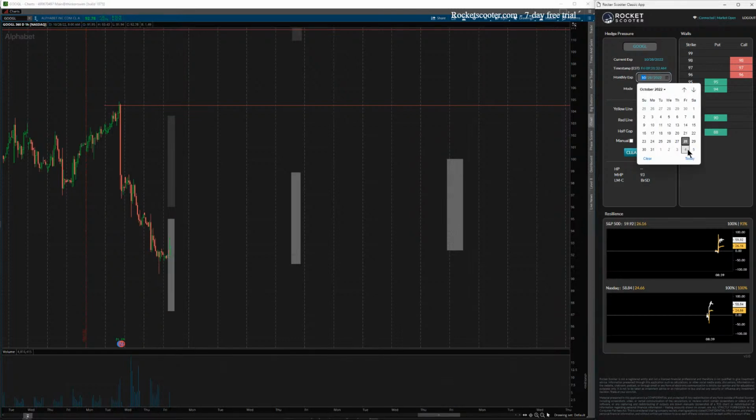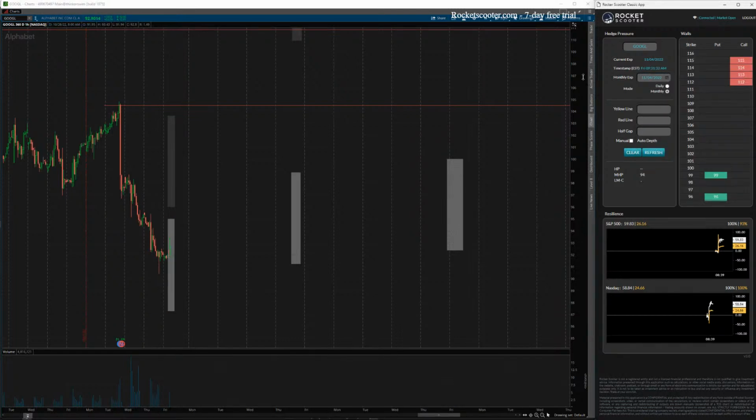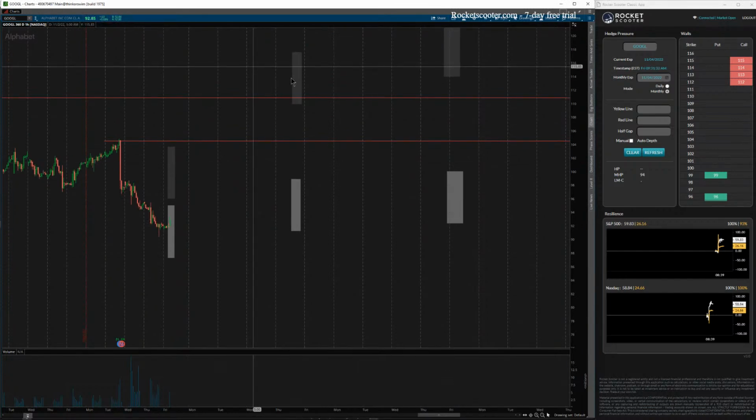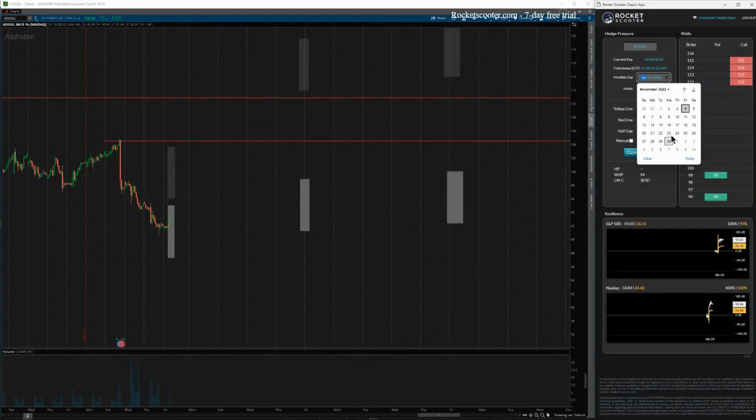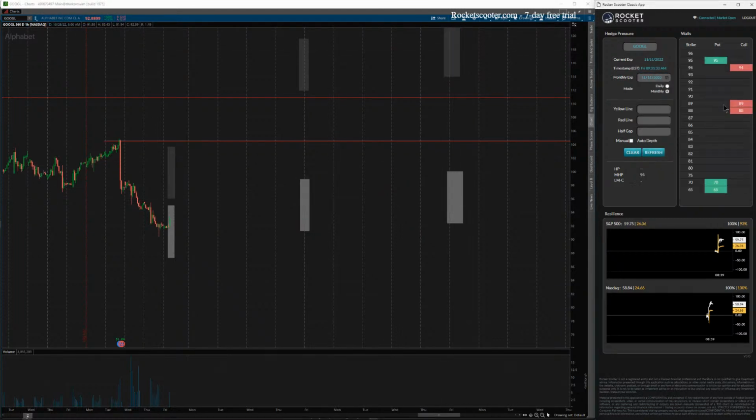One of the next things we'll have at Rocket Scooter is the ability to do this manually on our own platform, which would be super cool. Having that would mean I don't have to draw these. I can just draw out the monthly map, and on the screen, it will display those as well, just like I'm drawing here. You do them one at a time.